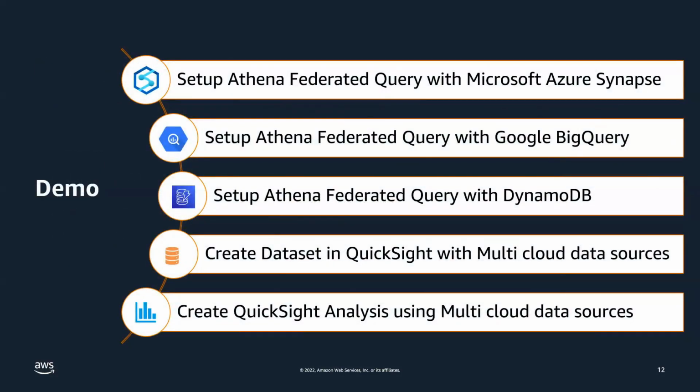Okay. So as part of the demo, we will first set up the Athena Federated Query with Microsoft Azure Synapse. Then we will connect Athena to Google BigQuery, then set up the federated query with DynamoDB. After setting up all these connections and making sure that Athena can talk to these data sources, we will then connect QuickSight with Athena to get information from these data sources from multi-cloud. And then we will build an analysis on these different data sources and show how it can be done in real time.